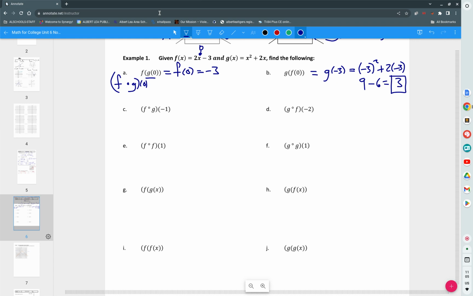Okay, now we do f of g of negative 1. Notice how it's written differently. This is the same thing as f composed of g of negative 1. I'm going to take negative 1 and I'm going to plug it in for g. What is negative 1 squared? 1. Is it going to be plus 2 or minus 2? Minus 2. So negative 1 squared is 1, minus 2 is negative 1. So this becomes f of negative 1. Now I plug negative 1 in for f. 2 times negative 1? Negative 2. Minus 3? Negative 5.